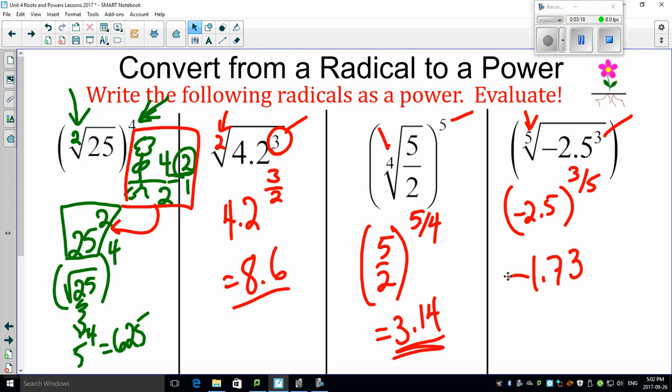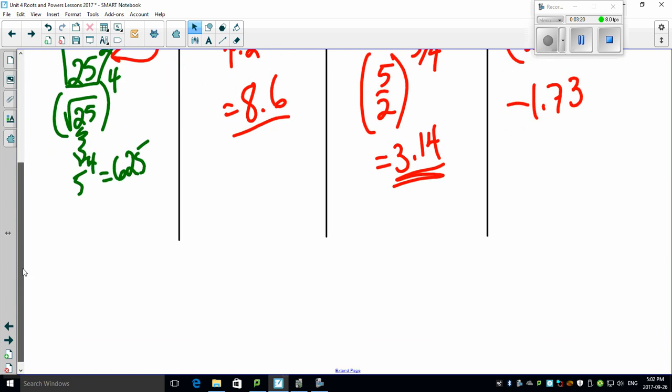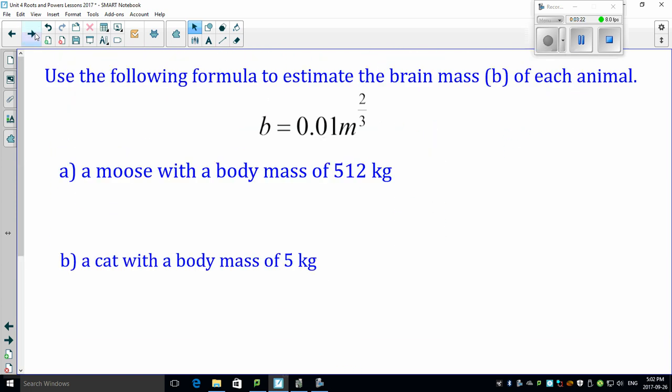Now, can we use this as a practical application kind of question? Well, yes, we can. I've got a great question from your textbook. It says, use the following formula to estimate the brain mass of each animal, which is kind of interesting. This stands for the brain mass. This stands for the body mass. And what this particular study did is they did a correlation between the size of the animal and the size of its brain, which is kind of neat. And guess what? It becomes an exponential or radical function.